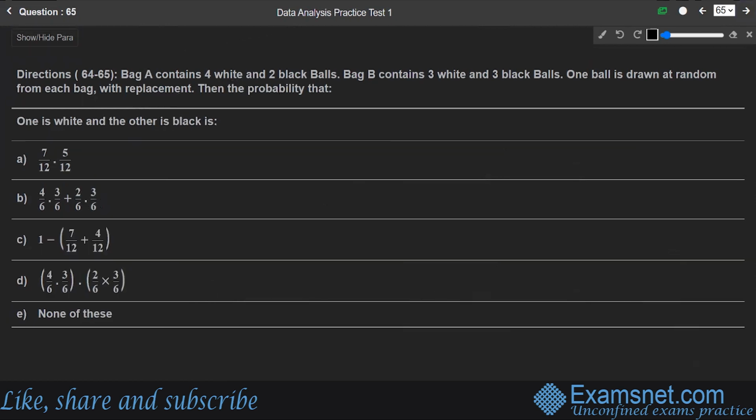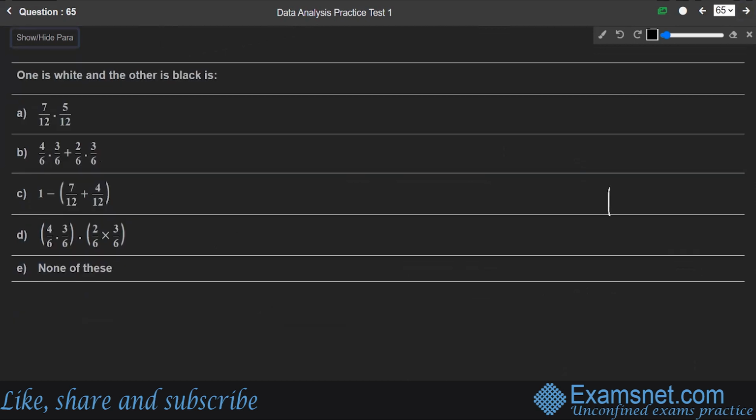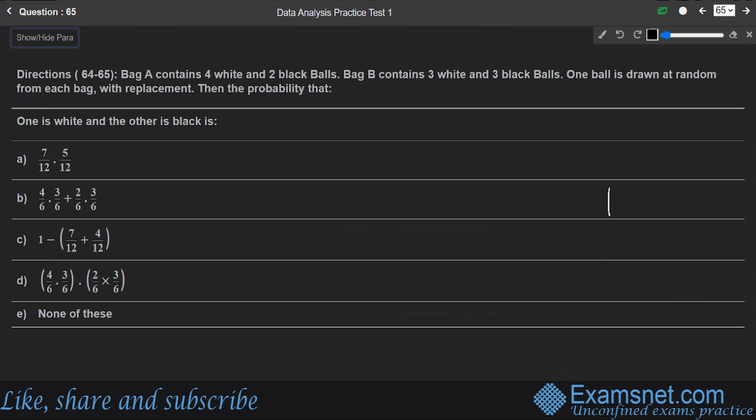Now, the same particular question continues, and we have been given the data as it is. Clearly, we need to find out the next question's value: what if one is white and the other one is black? The next question says one has to be a white ball, another one has to be a black ball. So the data that we created was bag A and bag B, white balls and black balls. Bag A contained 4 white balls and 2 black balls. Bag B contains 3 white and 3 black balls.